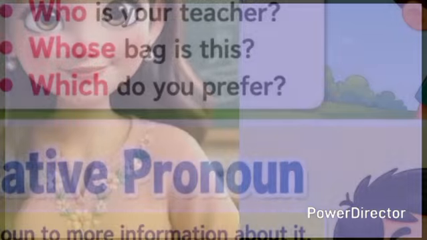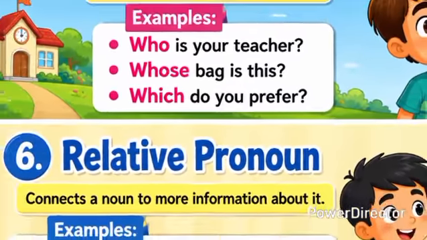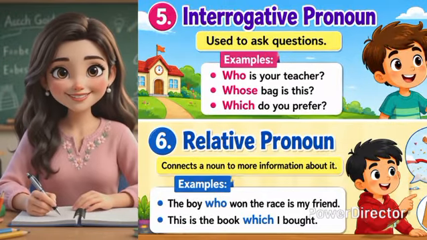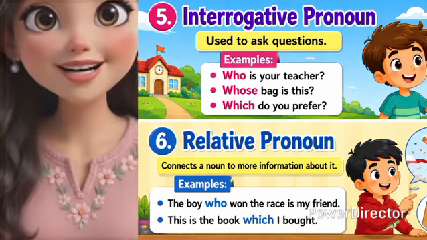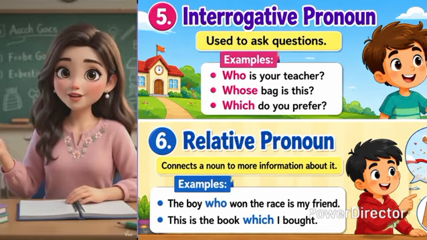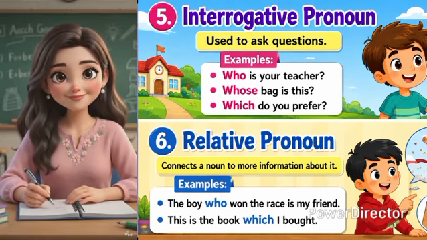Number 5. Interrogative pronoun, used to ask questions. Who is your teacher? A relative pronoun connects a noun to more information about it. For example, the boy who won the race is my friend.